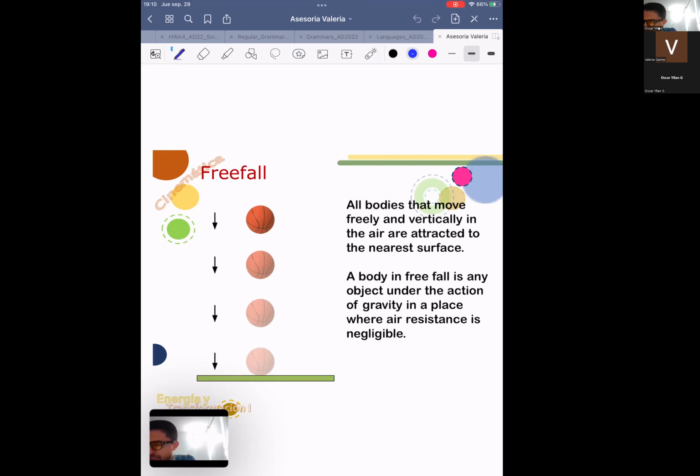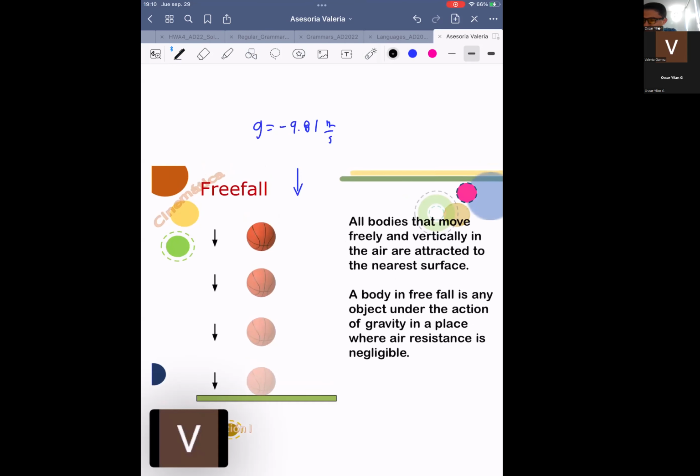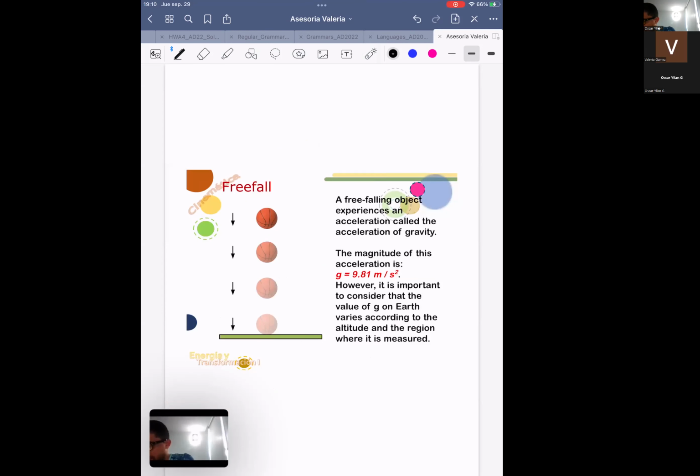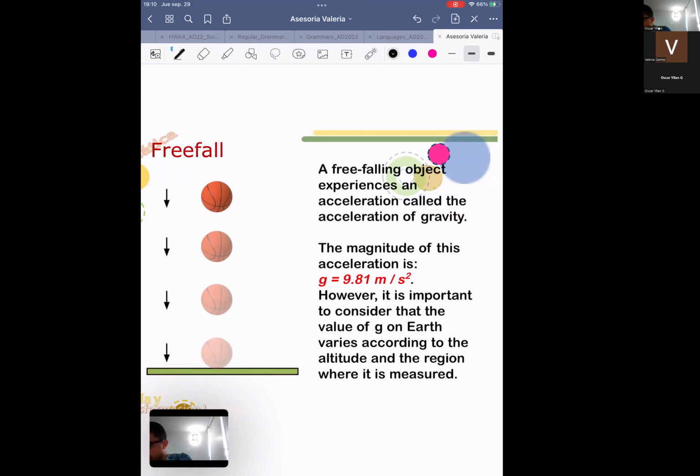Remember that we always are going to have g, which is the acceleration of gravity, and it's always pointing downwards. This acceleration is constant, which means we always have that acceleration going down. The magnitude of this acceleration is 9.81 meters per second squared.